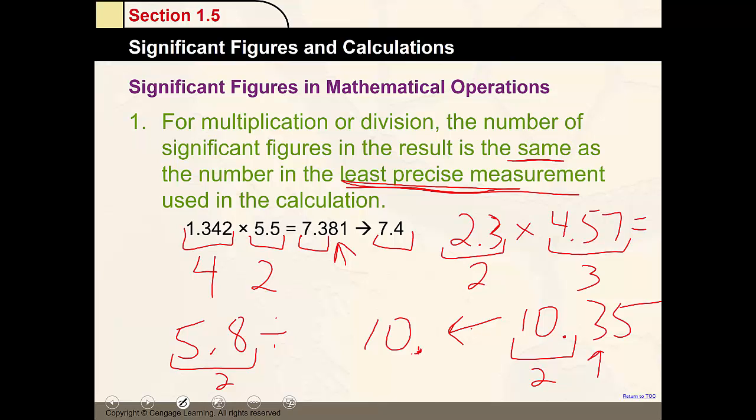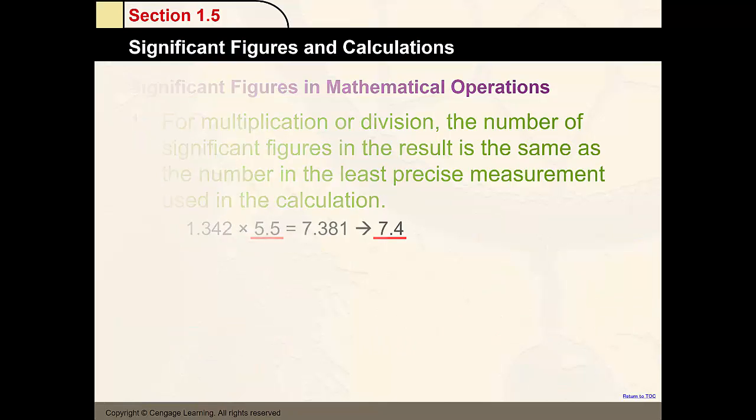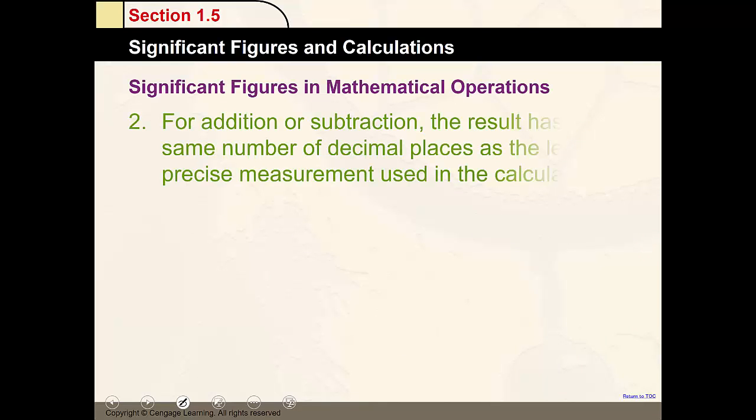Okay, so multiplication and division I think are a bit easier than addition and subtraction. So the main thing with addition and subtraction, you are not counting sig figs like you are for multiplication and division. You're just looking at the least precise measurement, which is measured by the number of decimal places. So you're just counting the number of digits to the right of the decimal point.